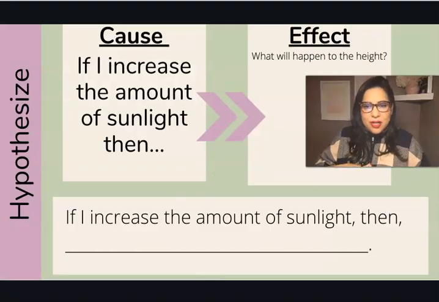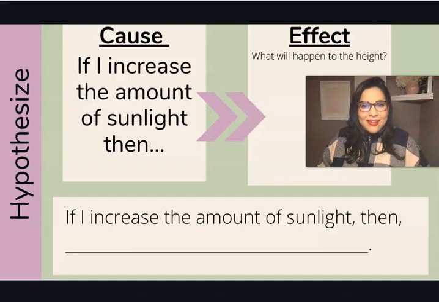So the first variable we're going to be exploring is sunlight or light energy. And we want to investigate how light energy affects plants. So we're going to start with our hypothesis, and I wanted to frame it in the light of cause and effect. So for our first experiment, the cause would be: if I increase the amount of sunlight, then... and I will allow you to take some time to fill in the effect portion, which is you describing what you believe will happen to the height of the plant.